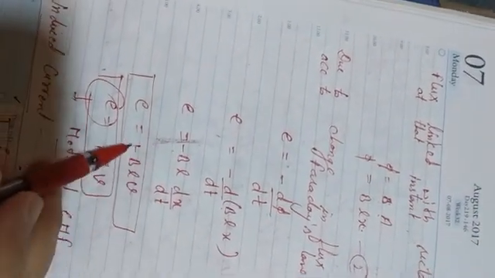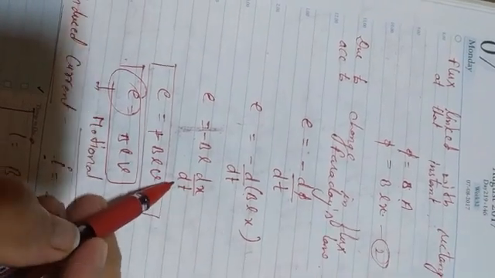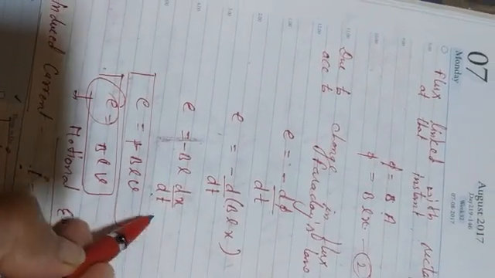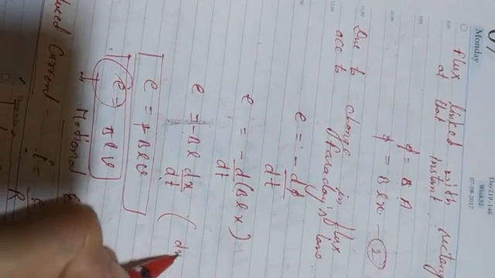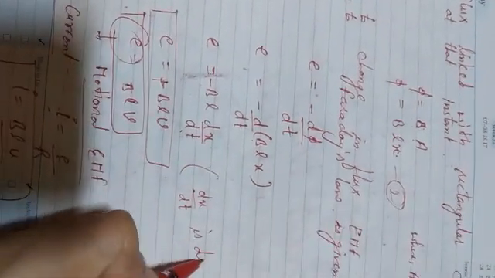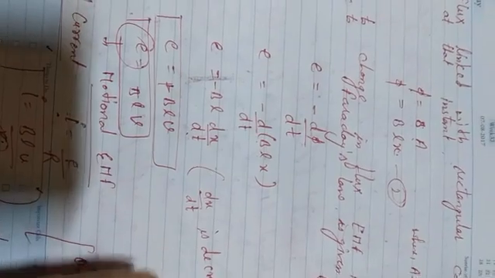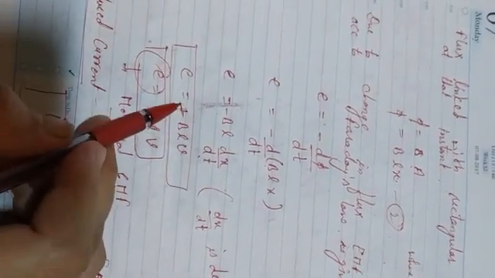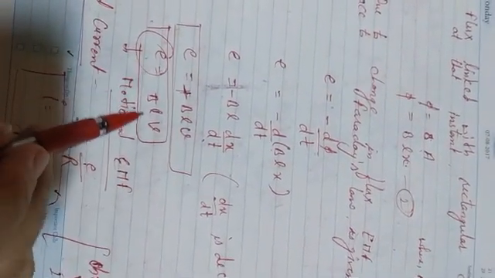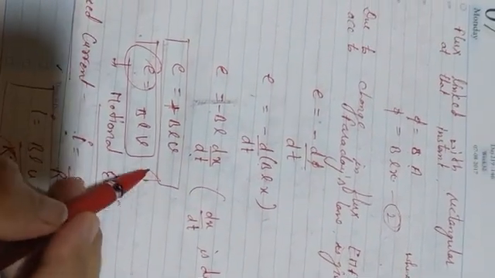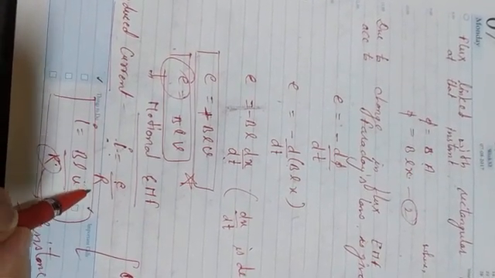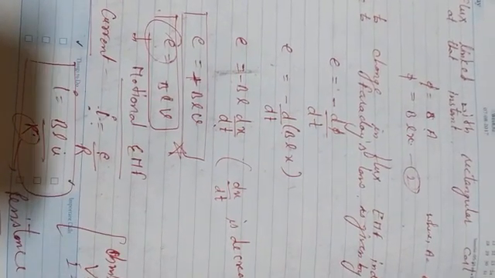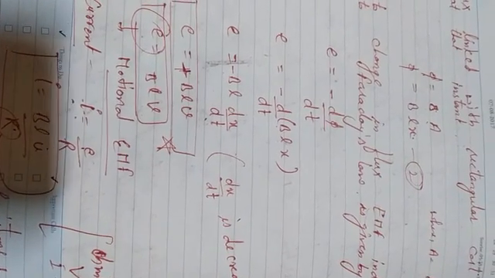This minus will be positive because dx by dt is decreasing, that's why the negative becomes positive. So E equal to BLV, this is the important relation for numericals. And the induced current we can write as induced EMF divided by resistance, and this resistance is due to the movable side. Now put the value of EMF, then the current comes out as BLV by R.